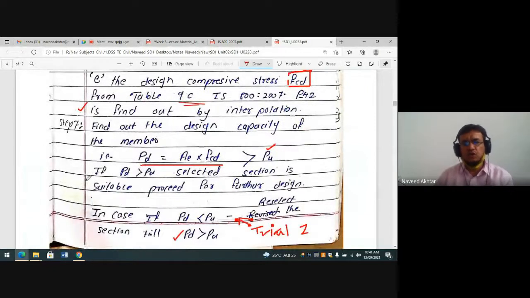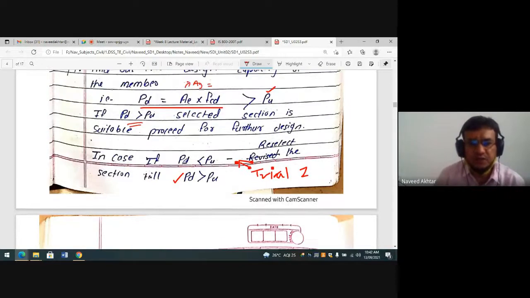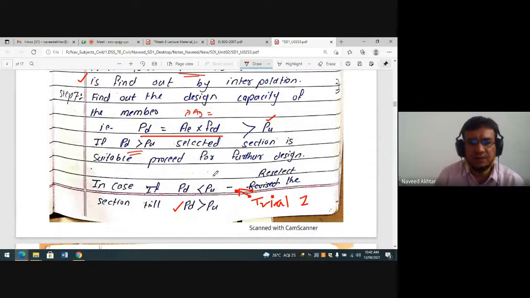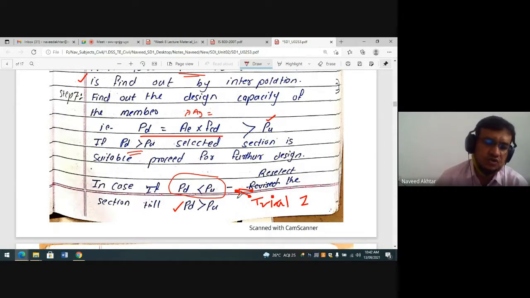Now you know the PD is equal to AE into FCD. AE is nothing but you can say the AG, what is the cross-section area of your two sections, and find out the PD. If PD value is greater than PU, then trial 1 is okay. ओके, अगर आपकी PD की वैल्यू ग्रेटर है PU से और अगर PD की वैल्यू आपकी लेस आ गई PU से, यानी जो एक्चुअल फैक्टर्ड लोड है आपका, दैट इज ग्रेटर देन डिजाइन लोड, तो आपको दूसरा सेक्शन चूज करना पड़ेगा.